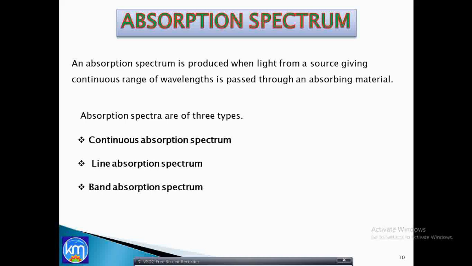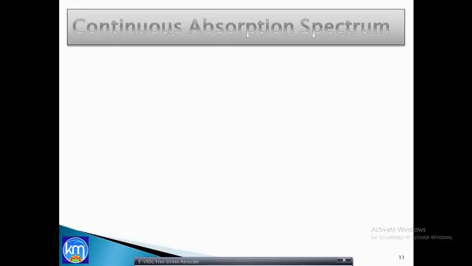In emission, there is emission of light. Here you are observing the light which is being absorbed by some absorbing material. So that is absorption spectrum. Here also we have continuous absorption spectrum, line absorption spectrum, and band absorption spectrum. Now let us see one by one. First we have the continuous absorption spectrum. Continuous absorption spectrum consists of continuous spectrum with a certain range of wavelength being cut off.